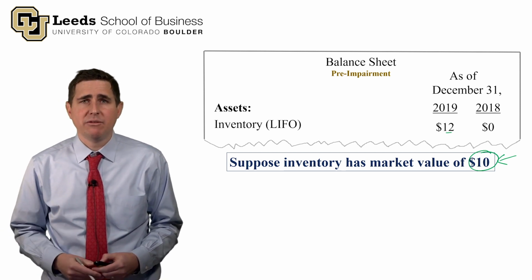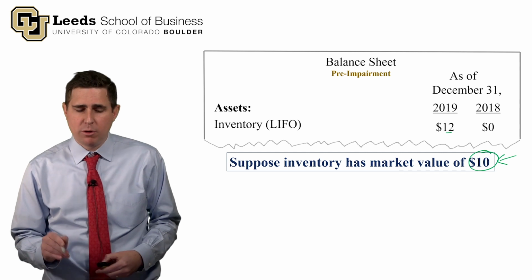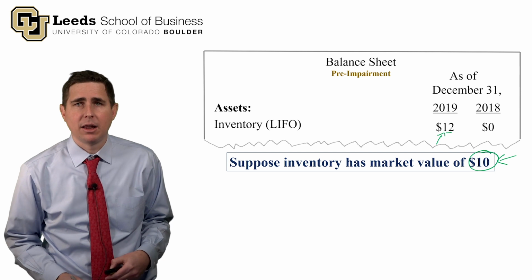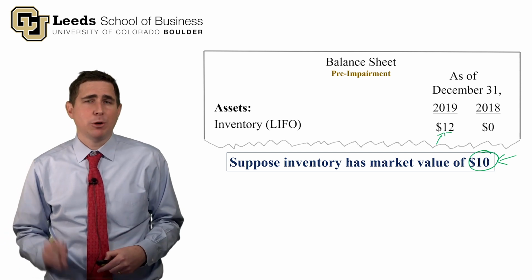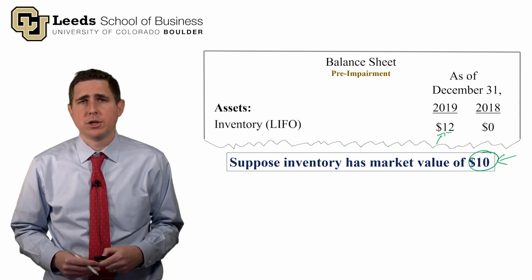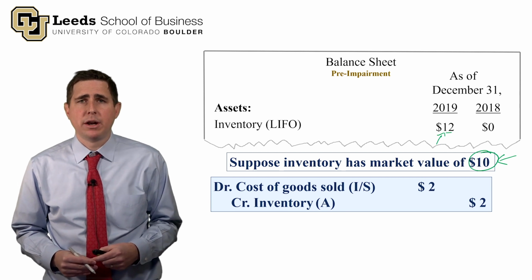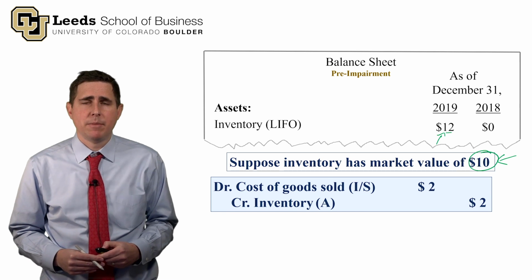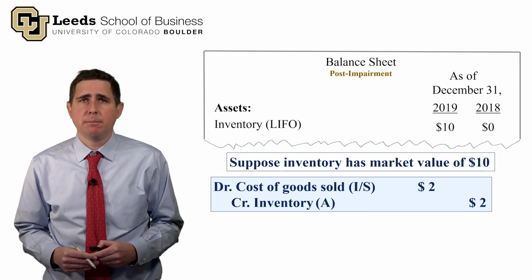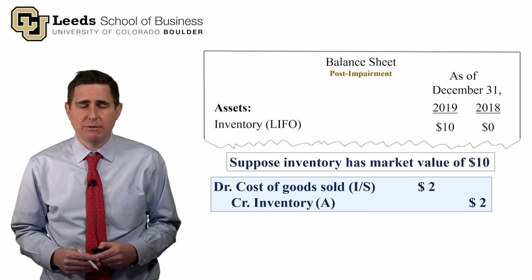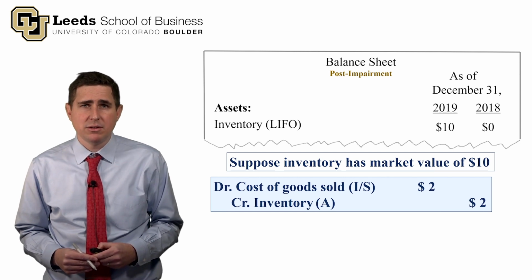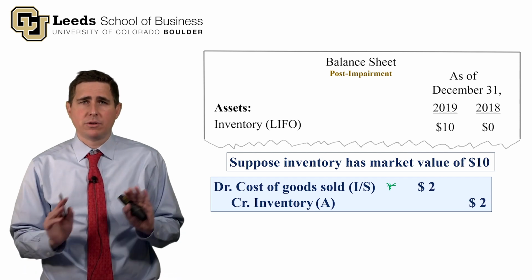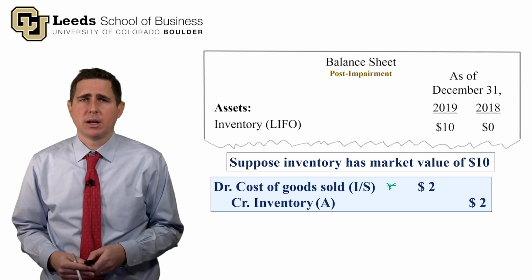And now we need an inventory impairment. Inventory must be stated at the lower of cost or market. So this inventory balance needs to go to $10. How do we make that happen? Well, it's that same cost of goods sold journal entry. Debit to cost of goods sold and a credit to inventory, reducing the inventory balance by that $2. And here's the post-impairment balance sheet. So now the inventory balance has been reduced to $10. And we have this $2 additional of cost of goods sold showing up on our income statement.